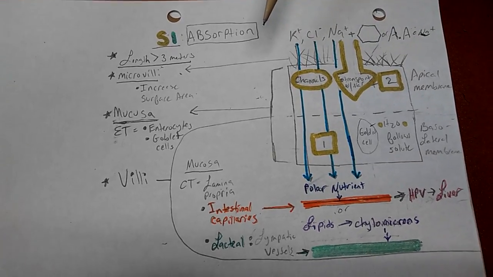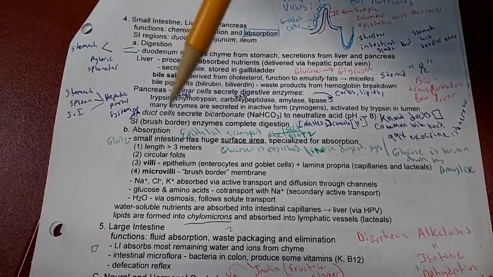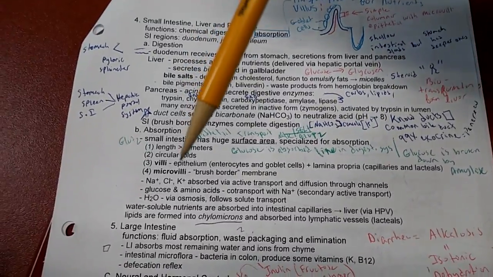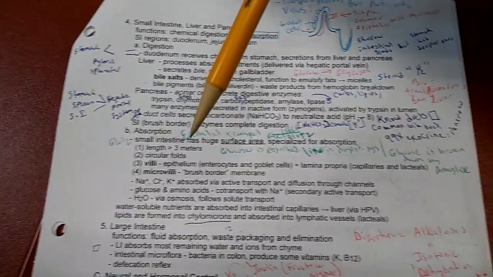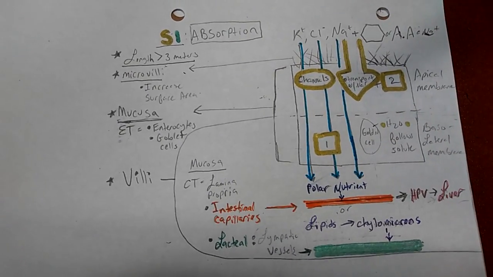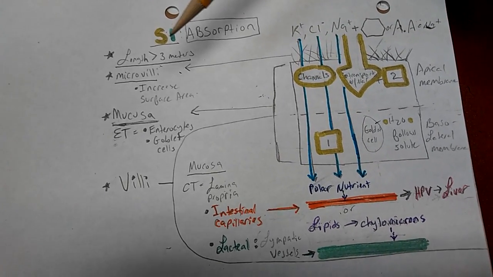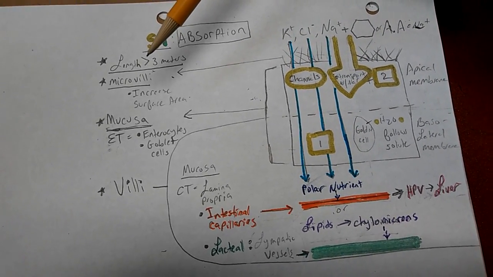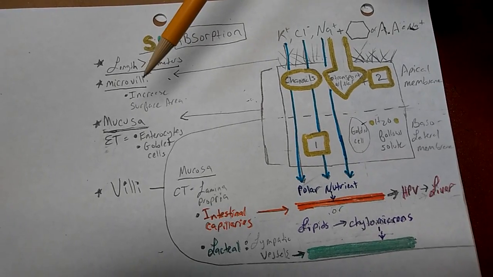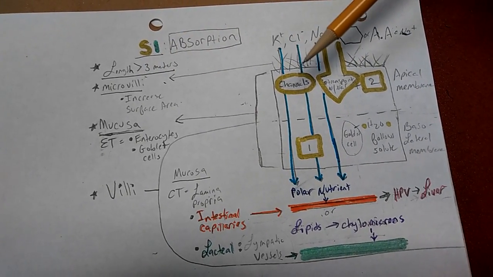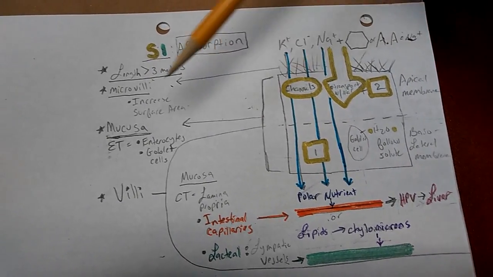The small intestine absorption, particularly the outline for physio, will be section B, absorption, all the way through here. Now, putting that information into a diagram, the small intestine absorption, we have several sections. We have the length, which is bigger than 3 meters. The macrovilli, it's pointing to these microvilli.